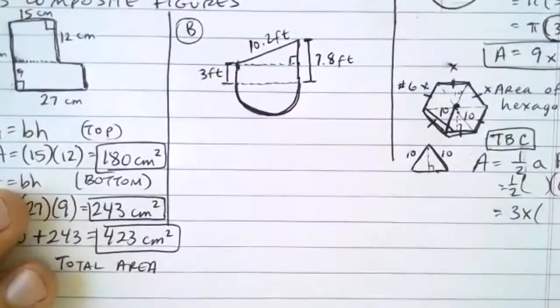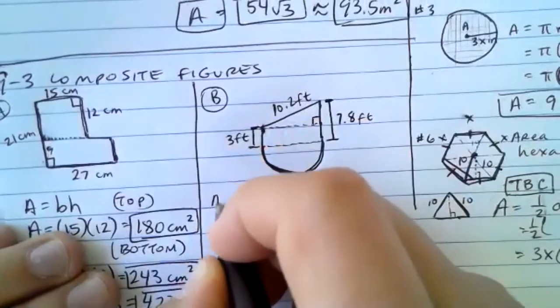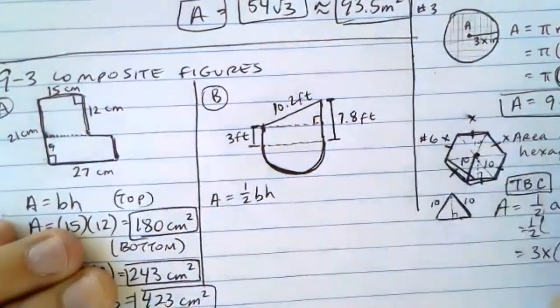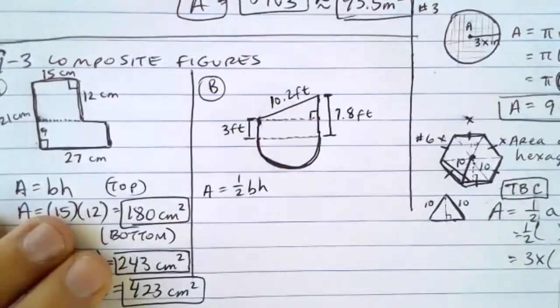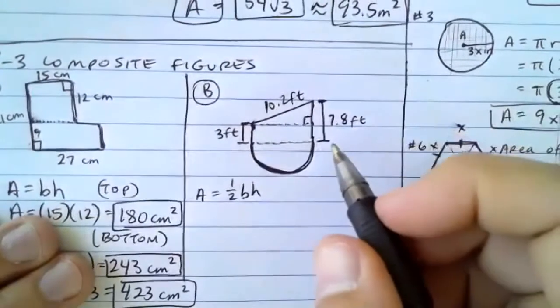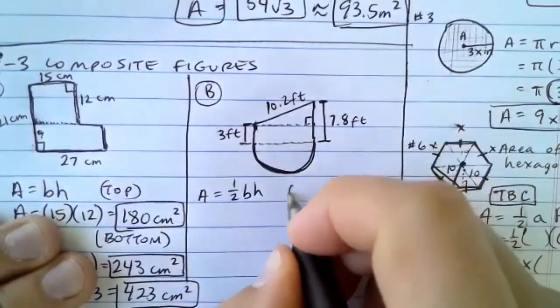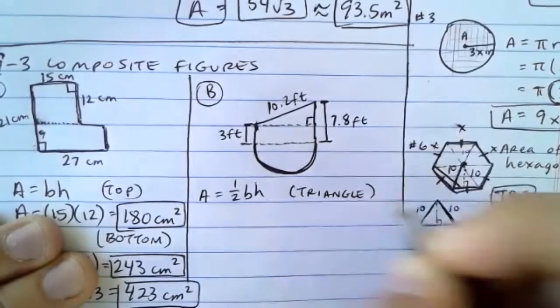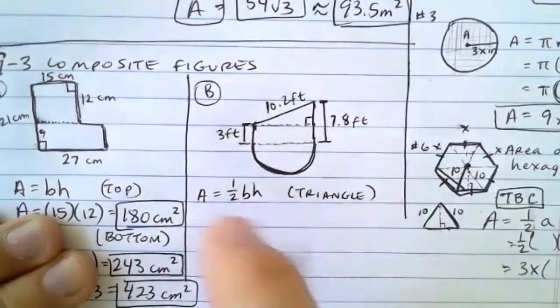So let's go through and see what we can do here. We're supposed to get 3 areas. So we're going to say the area of a triangle is 1/2 base times height. Area of a triangle is 1/2 base times height. So I'm going to put triangle here and leave myself a space to work that out.